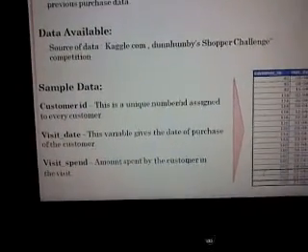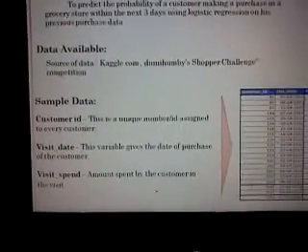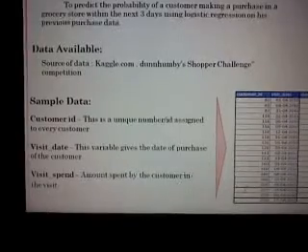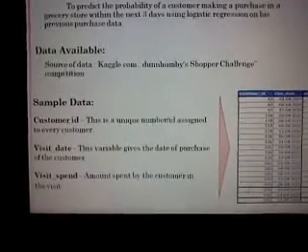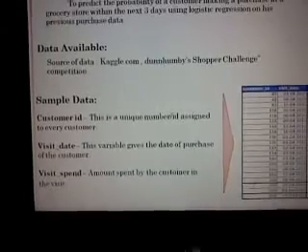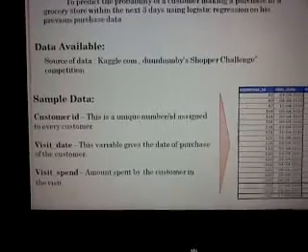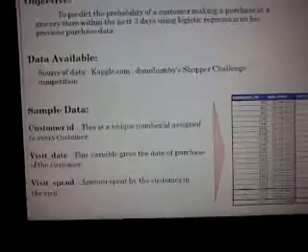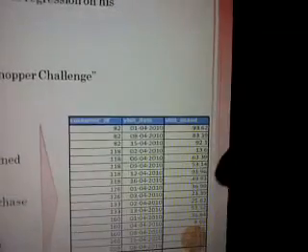Customer ID is basically a unique ID that every customer is assigned. Visit date gives the date of the purchase of the customer, and visit spend, of course, as is evident, is the amount spent by the customer in the visit. This is transaction level data, which means that a particular customer has multiple records.